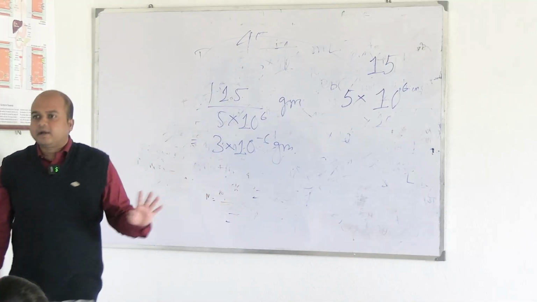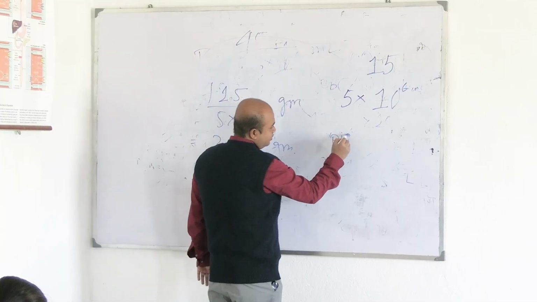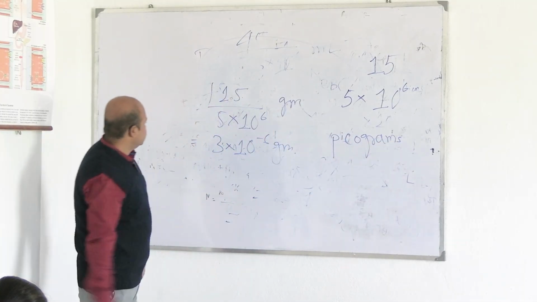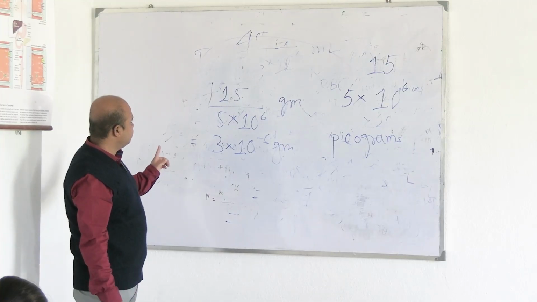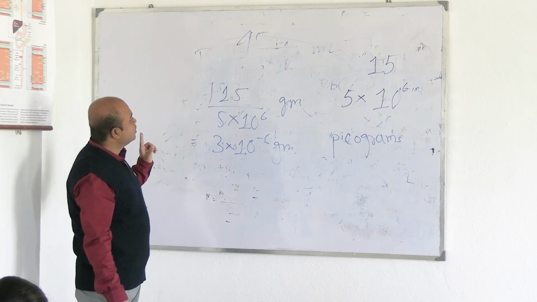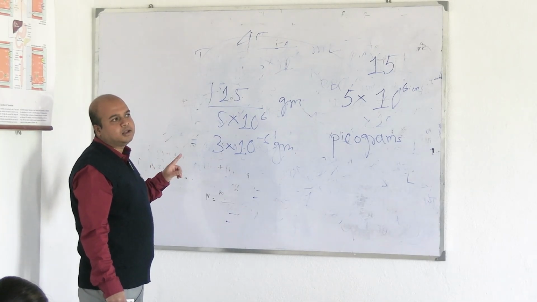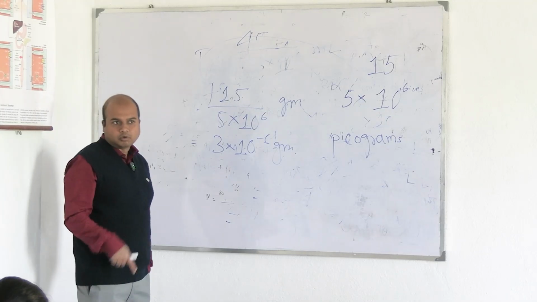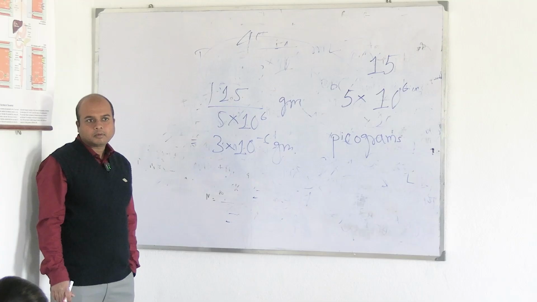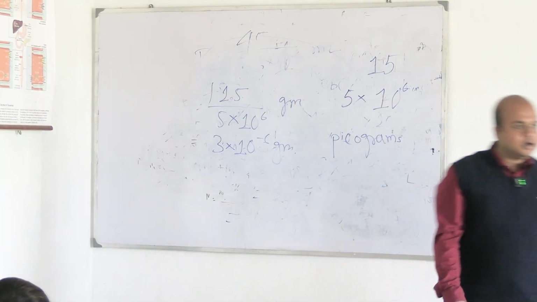Mathematically, this is the correct answer, but again, to make a convenient figure, is it correct? 5 into 10 to the power 6 RBCs contain 15 gram of hemoglobin, right? 1 dL, no, sorry, we are wrong. Obviously, we are wrong. Why are we wrong? Yes, we have to convert it to 100 ml of blood.